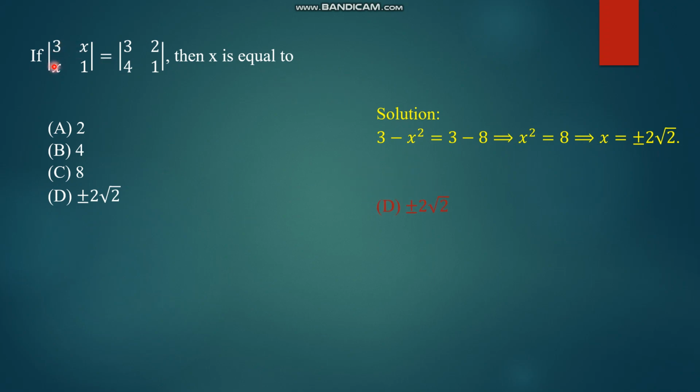But always observe the question. If you have x square, you just have to see the answer with plus or minus. If there is only one option with plus or minus, you don't have to work it out. You can directly take the answer as plus or minus 2 root 2.